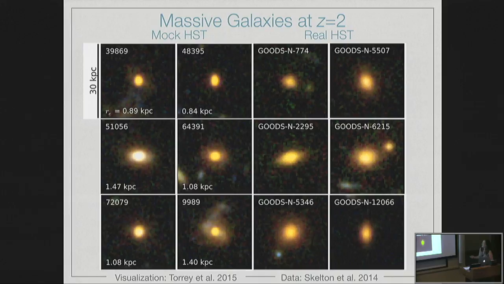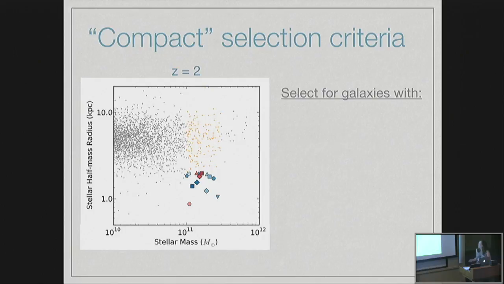All right, now what do I mean when I say compact? So here's a scatter plot of mass against radius of all the galaxies with at least 10 to the 10 solar masses in stars at redshift 2.